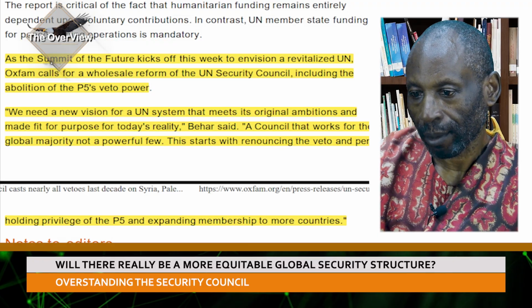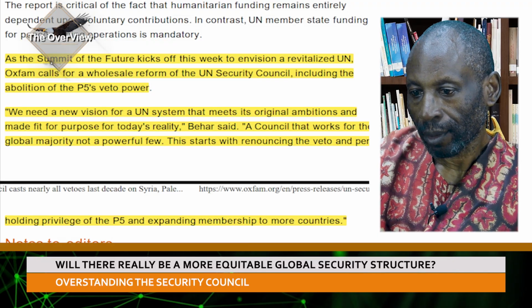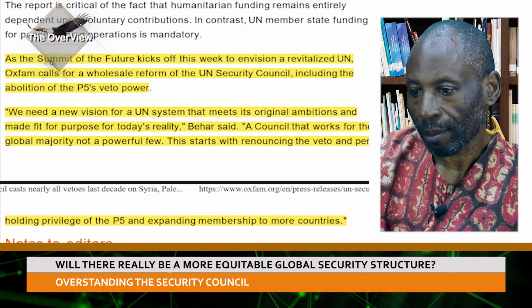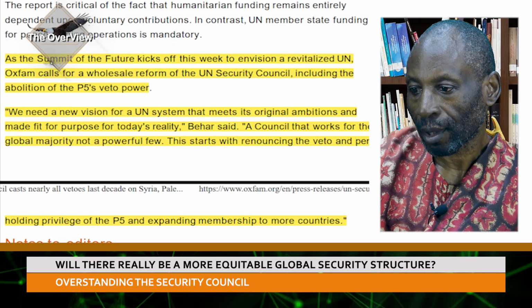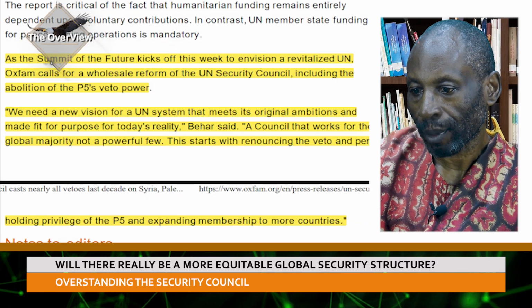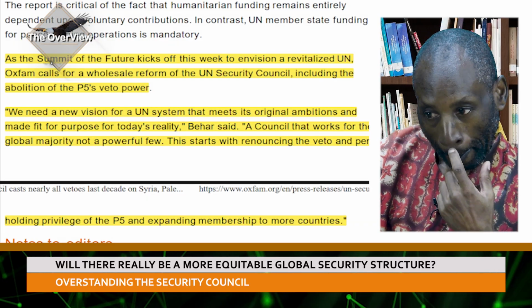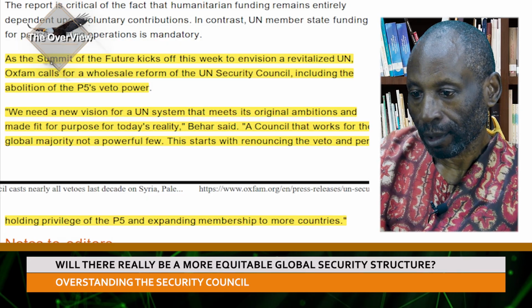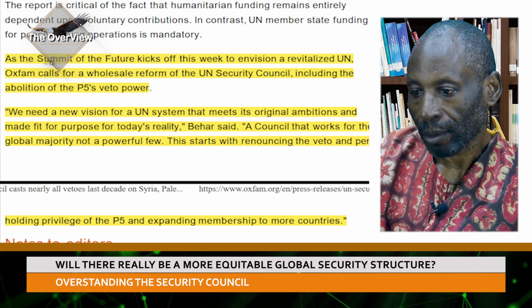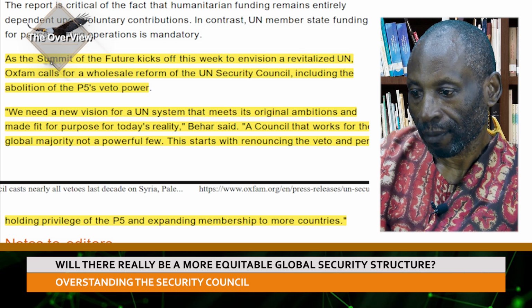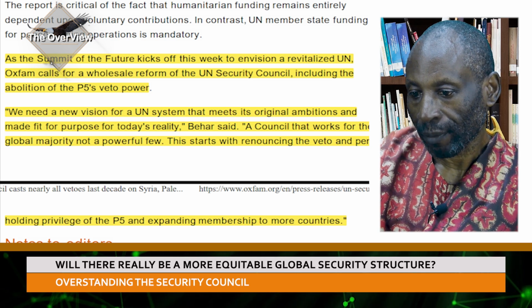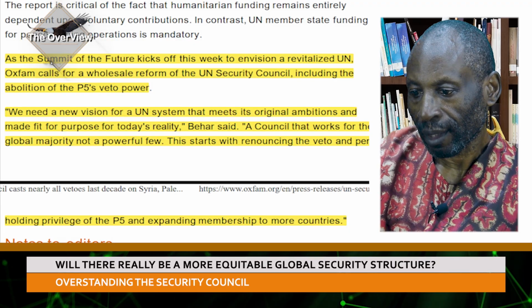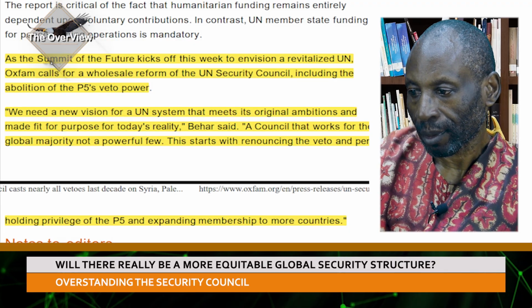So they're saying that they should get rid of the veto power. We need a new vision for a UN system that meets its original ambitions and is made fit for purpose for today's reality, the General Secretary is saying. A council that works for the global majority, not the powerful few. This starts with renouncing the veto and pen-holding privilege of the P5 and expanding membership to more countries.